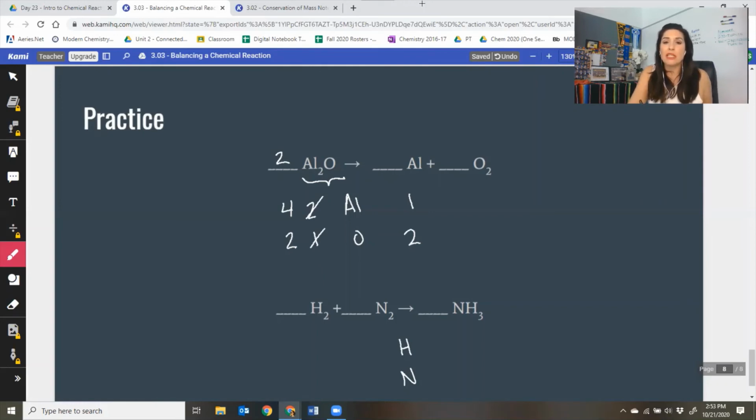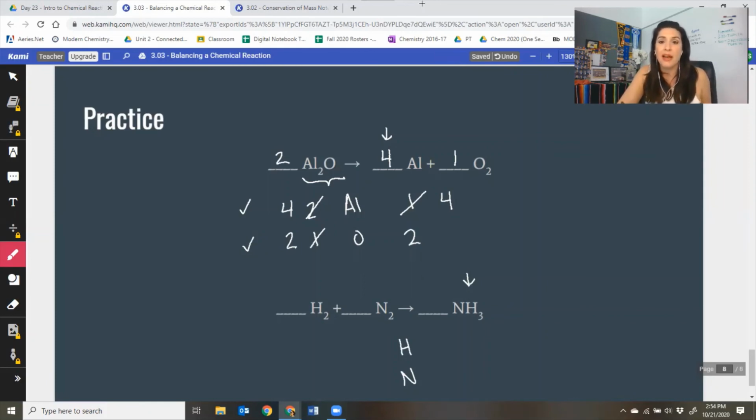So coming on back to the simplest after the fact, I could put a 1 there since I'm done. Aluminum, how do I get 4 aluminums from 1? Well, I'll just put a 4 there. And now I'm done. I have a balanced reaction. Check and check. Doing the same thing, always start with your more polyatomic species, or the one that has a lot of different type of atoms in it.